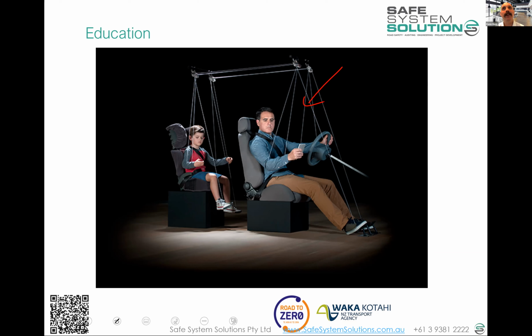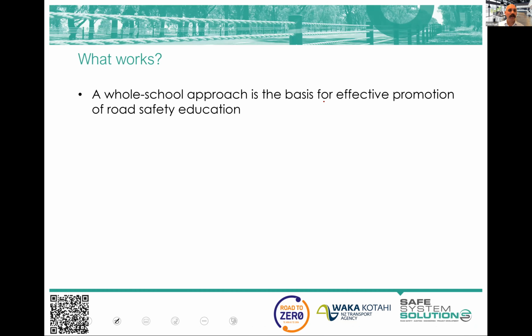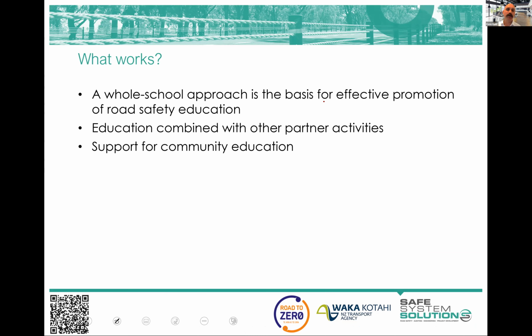So it's fascinating. Greenhouse gas emissions, another approach. You get less greenhouse gas emissions driving at 80 kilometers per hour. If you set that, you can optimize that. Anyway, let's go. What works? A whole school approach to road safety across the years is really effective. Education combined with other partner activities like the police or the like, support for community education is a really good one.